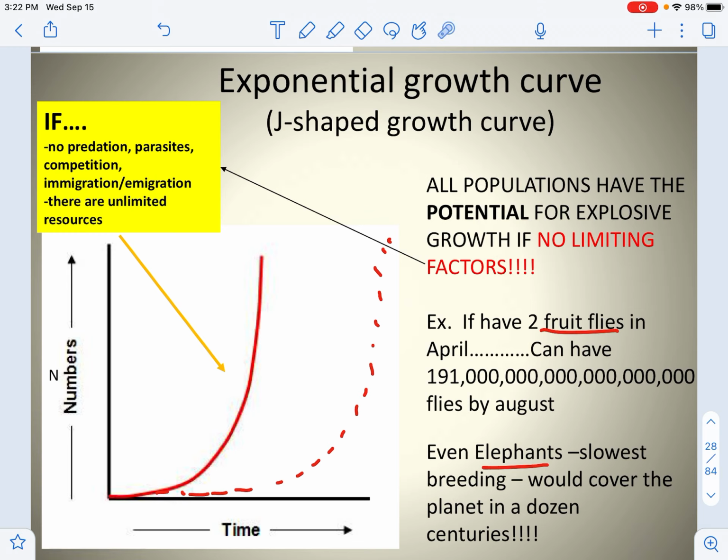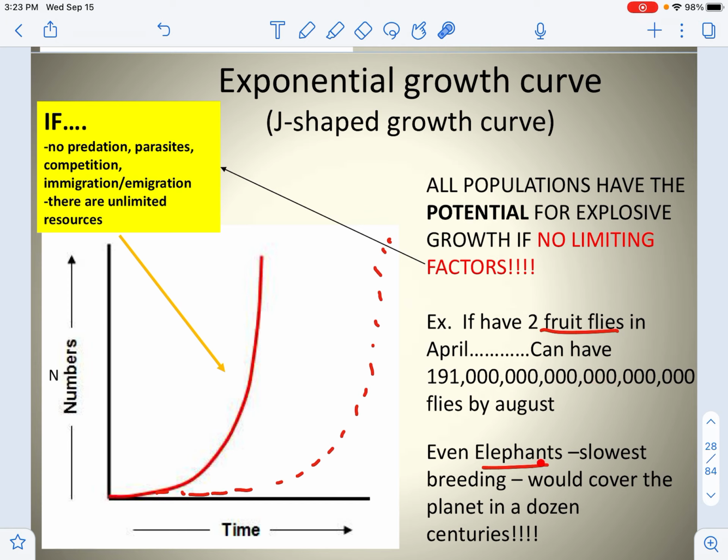So in this one, if I have 2 fruit flies in April, and they have unlimited place to grow and food and whatever, just based on exponential growth, you'll have that many fruit flies by August. That's in 4 months. So we can take our fruit flies and keep them. In 4 months from now, we could have that many, but we won't because they're going to run out of space in that little jar. But that's theoretically what could happen.